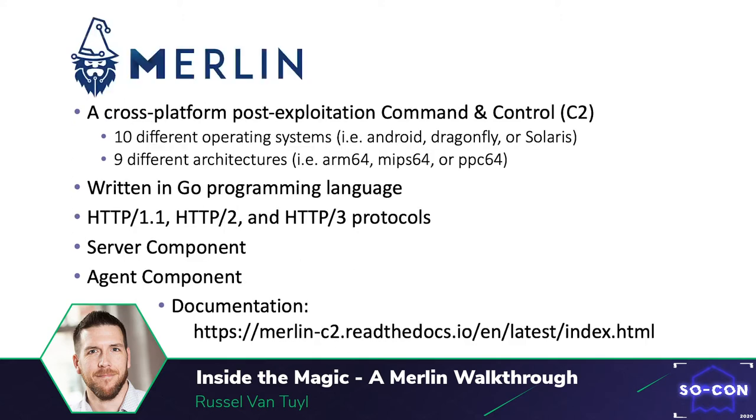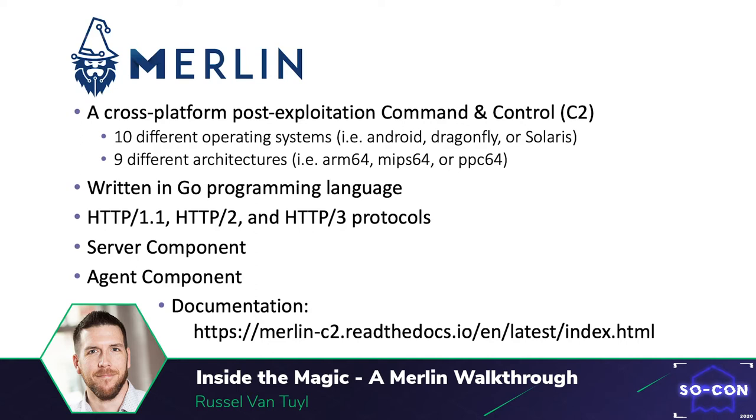So what is Merlin? Merlin is a cross-platform post-exploitation command and control tool that I wrote in the Go language. One thing that I like about Go is that it cross-compiles easily to 10 different operating systems and 9 different architectures. If you ever find yourself needing to get an agent on something like an ARM host, Go's got you covered. I originally wrote this tool when I was taking a look at the HTTP2 protocol.